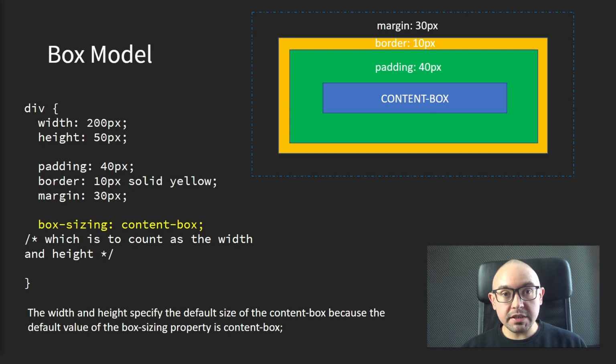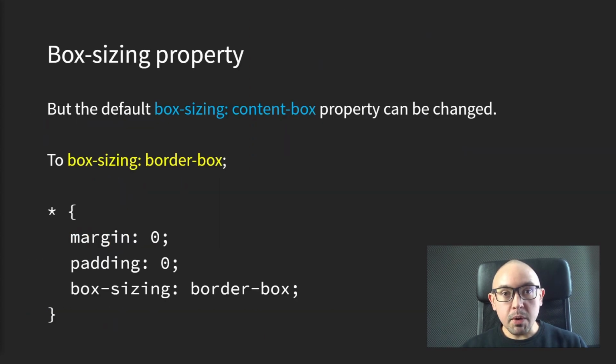And this is because of the box sizing property and its default value, which is content box. This property defines how the browser interprets the width and the height properties of the element. The default value of content box means that these properties indicate the dimensions of only the content box of our element, not the entire box including the padding and the border. But we can change the default value for the box sizing property to border box.